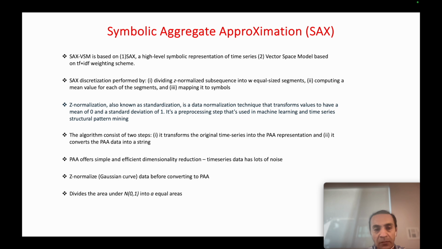We also z-normalize the data before converting into PAA by dividing the area under the normal distribution of the z-normalized subsequences into equal areas.